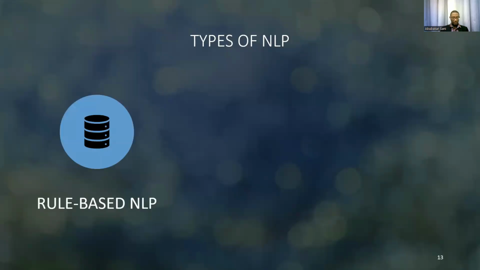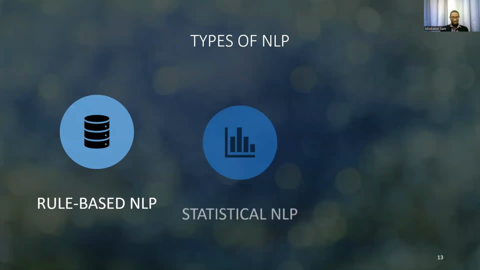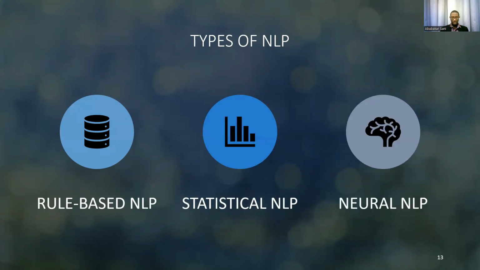So NLP comes in different types. We have what we call the rule-based NLP, the statistical NLP, and the neural NLP. For the case of rule-based, we set up some rules. We say when things happen like this, this is what happens. If this is the case, this is the output, something like that. And that's how you set up the system to be able to understand and interpret language.